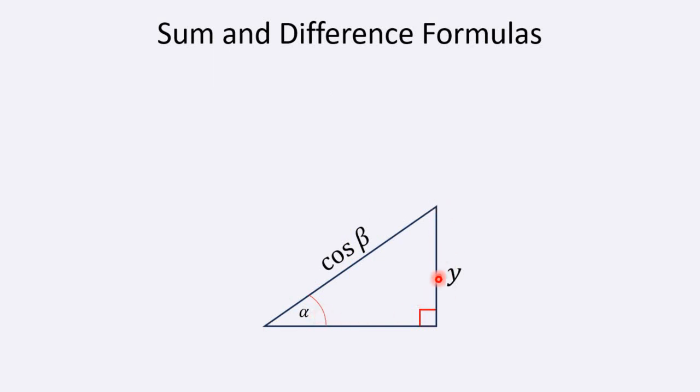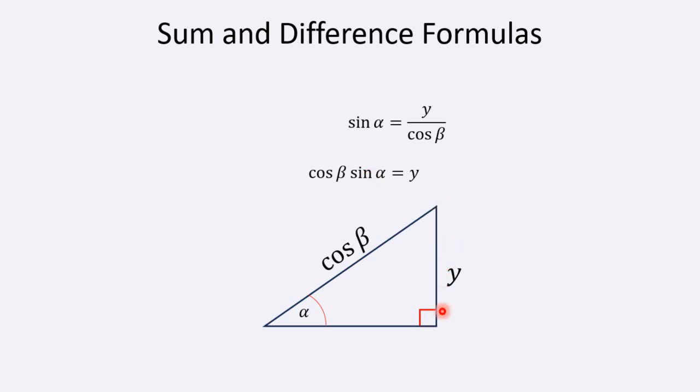So I'm looking for this distance y right here, and I know opposite from it is this angle alpha. And the hypotenuse is equal to the cosine of beta from the very beginning of the video. So I know that the sine of alpha is equal to opposite y over hypotenuse cosine beta. And if I solve that for y, I get that y is equal to cosine beta times the sine of alpha.